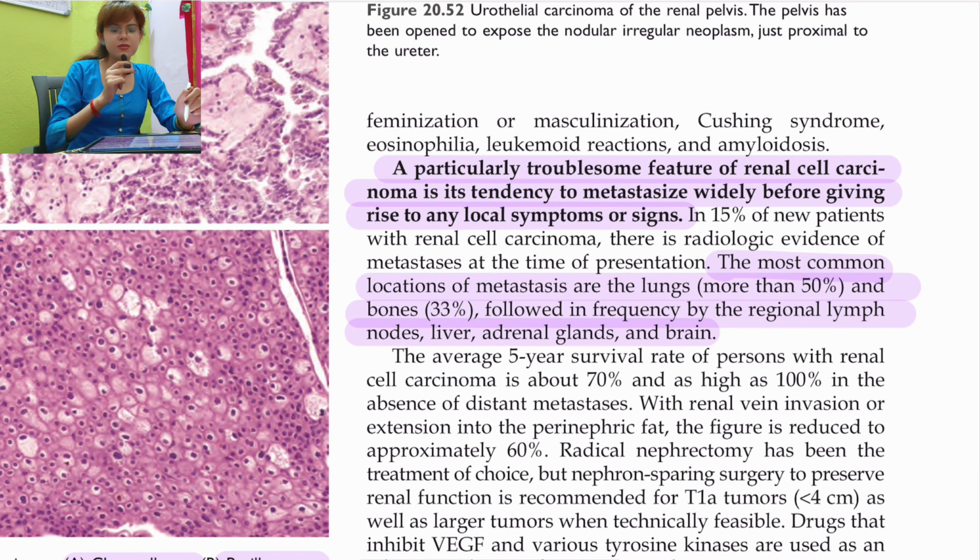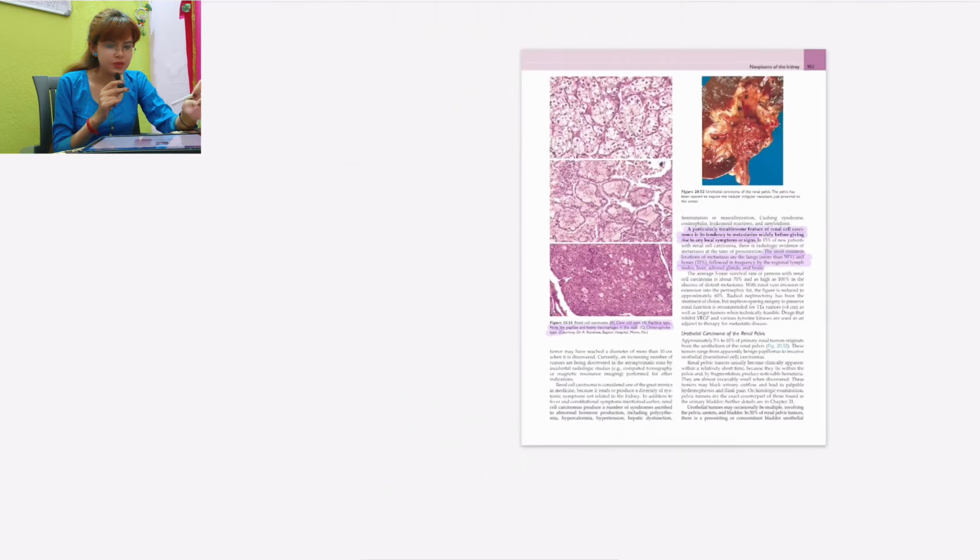Now, a particularly troublesome feature of this is that it has a tendency to metastasize widely before giving rise to any local symptoms. The most common location is the lungs, followed by others like bones and so on. So lungs is basically the first, most common site of metastasis. Important question. So this is it.